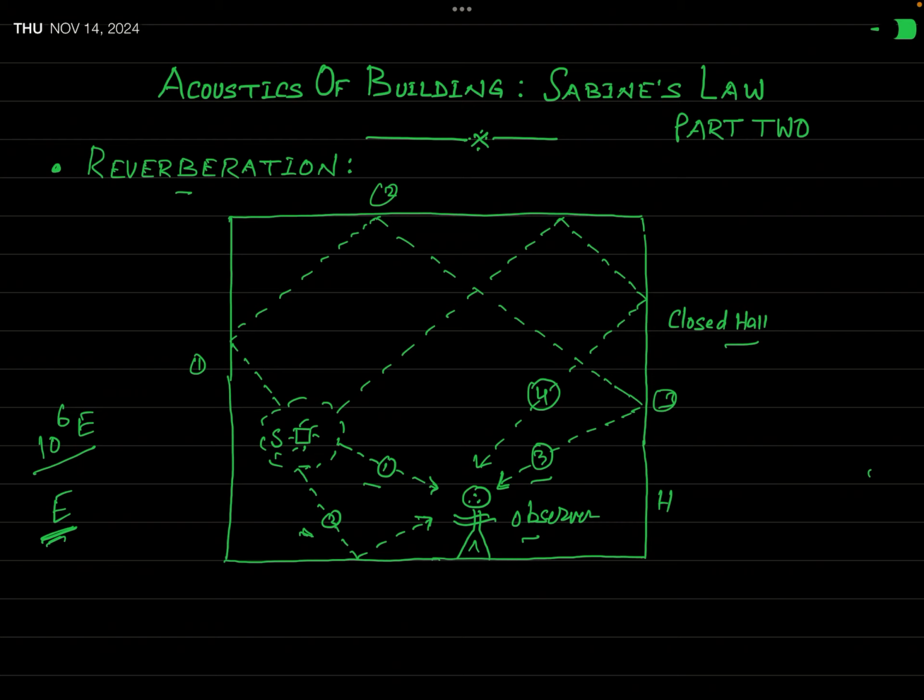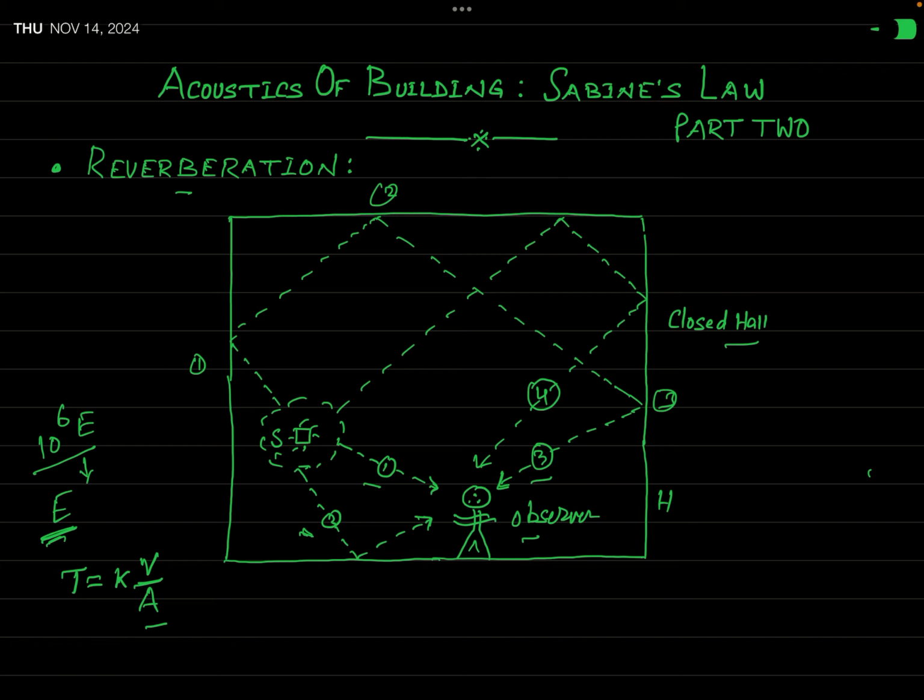Then the time taken for the energy density to fall from 10^6 E to E is called the reverberation time or period of reverberation. And what is the expression for this period of reverberation? That was obtained by Sabine after a series of experiments, and he found that T is given as K times V over A, where K is a constant, V is the volume of the enclosure, room or hall, and A is the total absorption power. This result is known as Sabine's formula or Sabine's law.